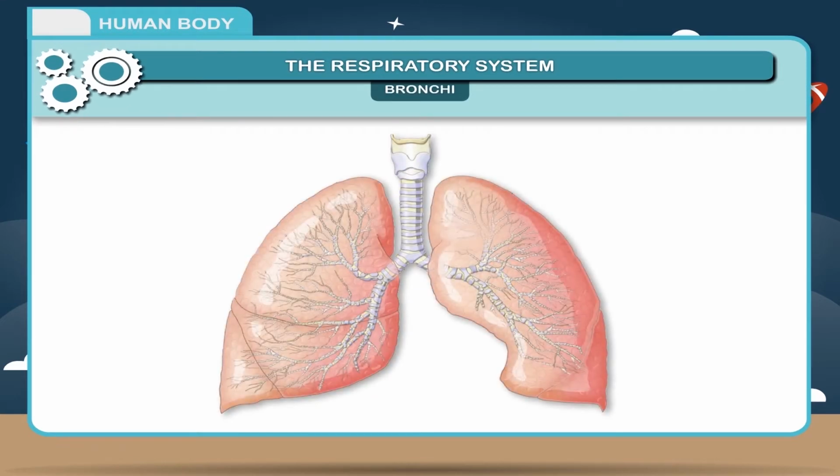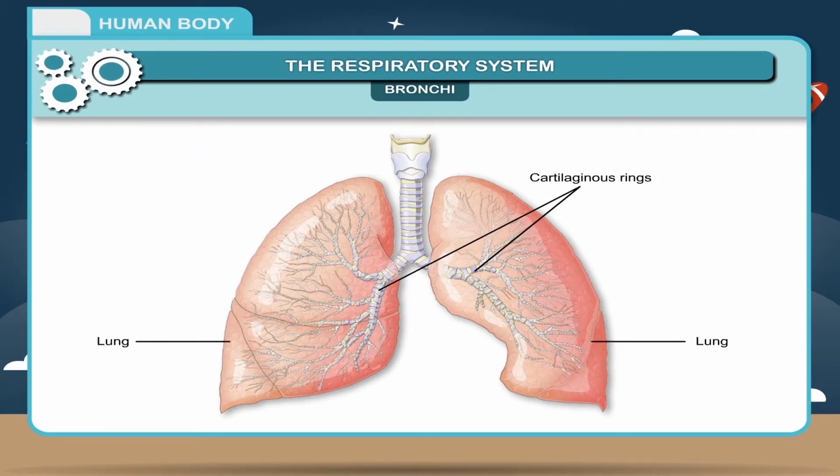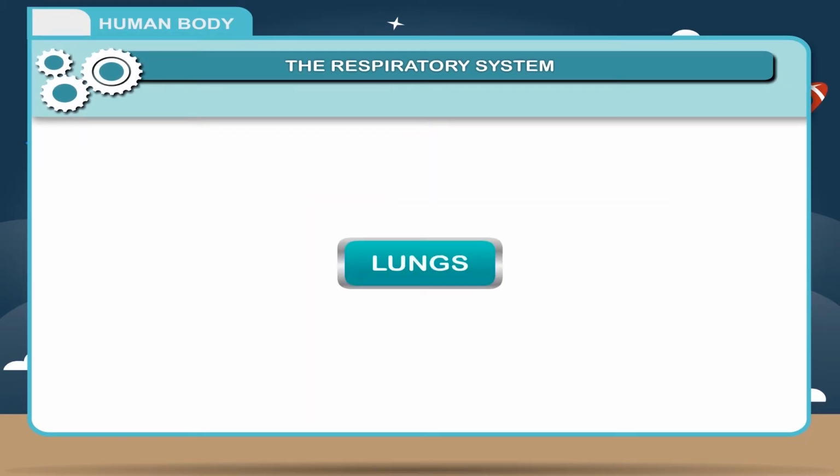Bronchi are also made up of cartilaginous rings. Each bronchus leads into the lung of its side. The bronchi are divided into a number of small tubes called bronchioles.